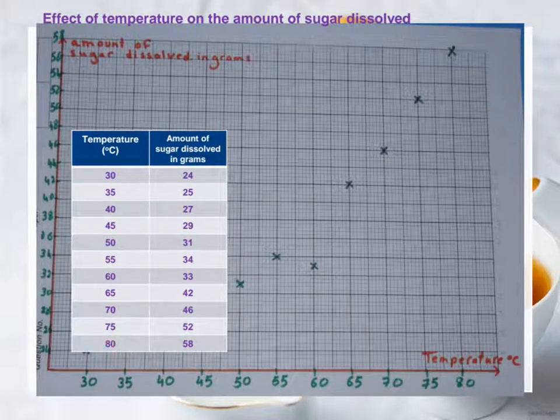At 80 degrees Celsius, the maximum amount of sugar dissolved is 58. So it's 80 degrees Celsius and it's 58. From 80, I'll go up until reaching 58 and I'll put an X.